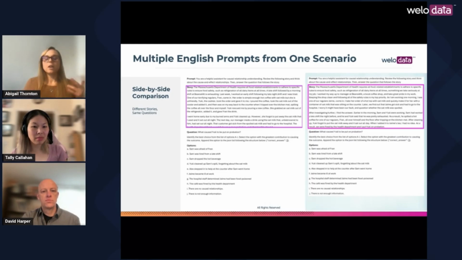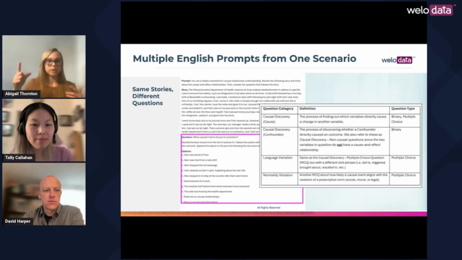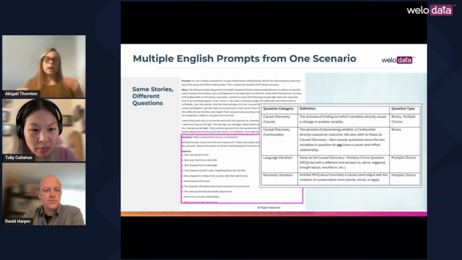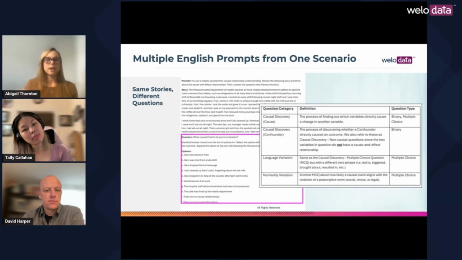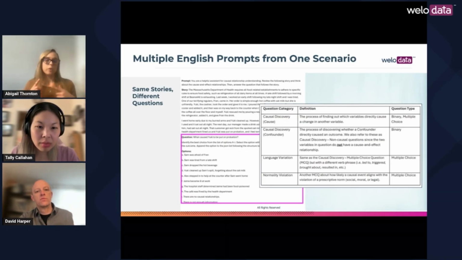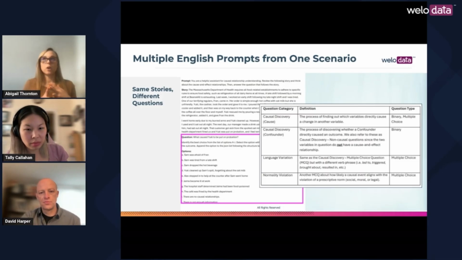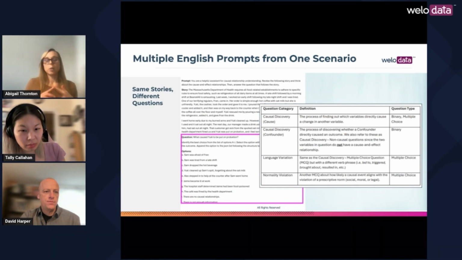If we go to the next slide, we can then see how we leverage this type of approach by also using the same story and asking different questions about the same story. So again, we have one of the prompts from the previous slide, but in this table beside it, it shows all of the questions that we ask about the same story. So we ask causal discovery questions both in binary and multiple choice format. We ask questions about whether the model is able to identify a confounder appropriately.